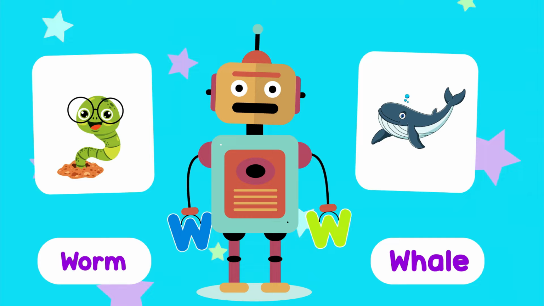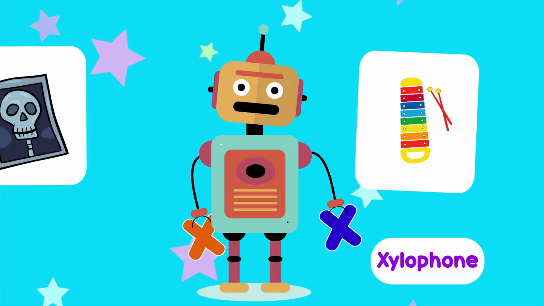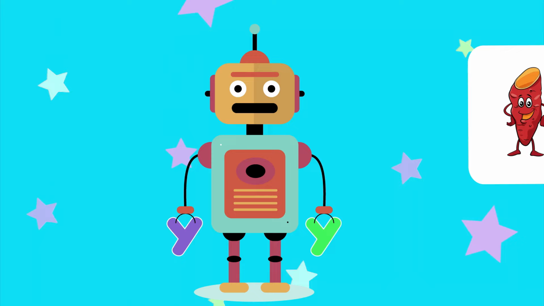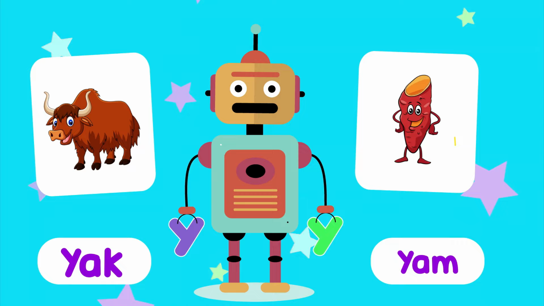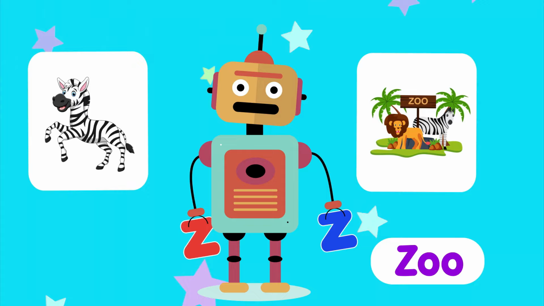X for xylophone. X for X-ray. Y for yam. Y for yak. Z for zoo. Z for zebra.